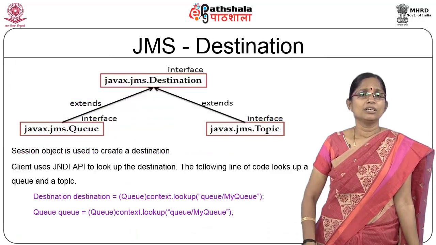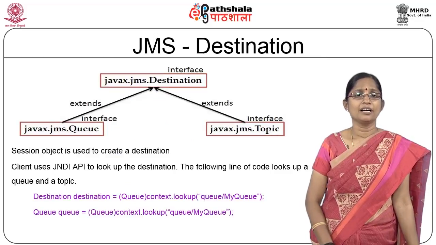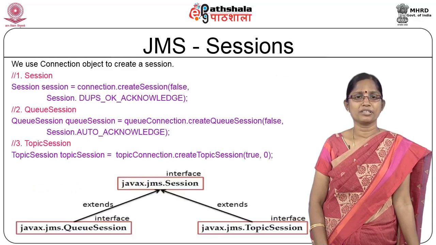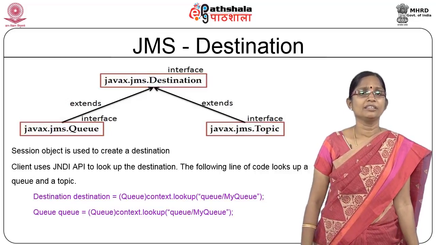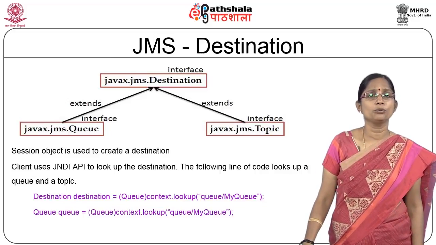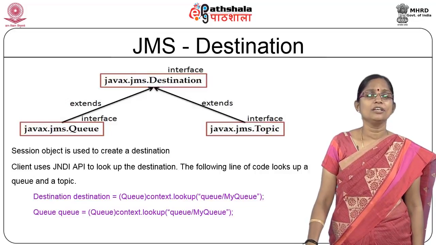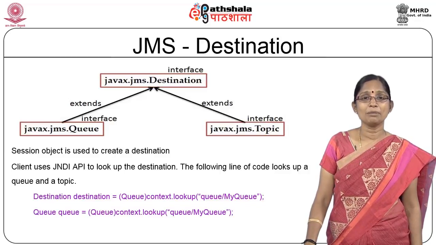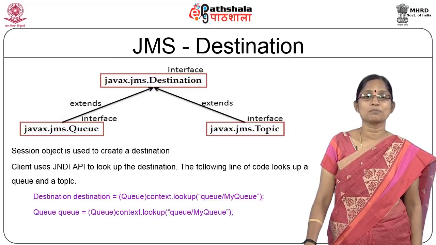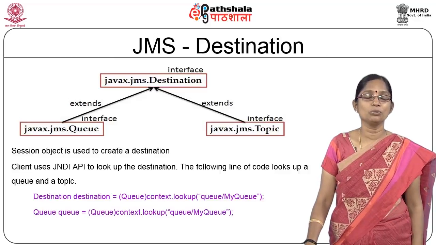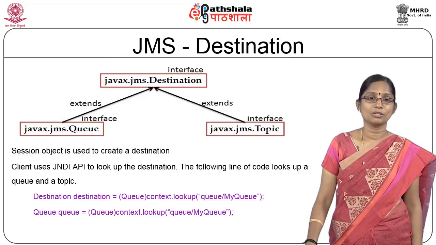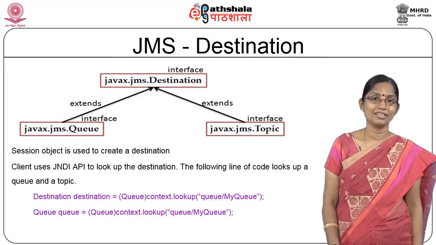Now, we have seen the destination already. I told you already that destination can be implemented either using the queue interface or the topic interface. Destination has been extended into queue destination or topic destination. Here you can see an example for the destination. Again, context.lookup, because this example makes use of the queue, the data type has been cast into Queue, where the return type is cast into Queue. From that, again we are making context.lookup of myQueue. That is, a queue has been created in the destination.